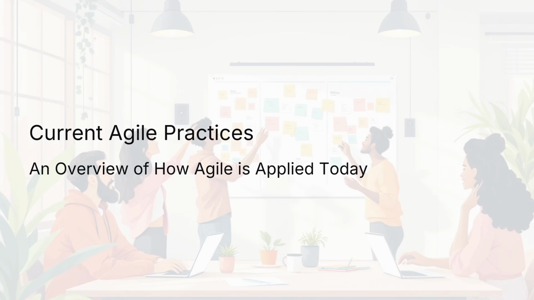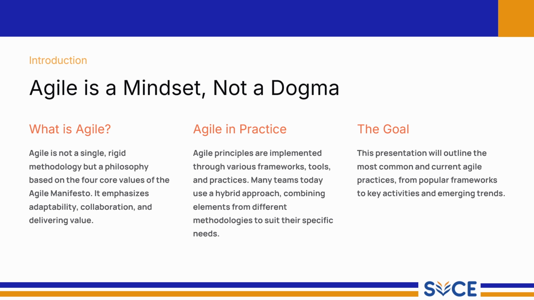Let's begin with a quick reminder. Agile is not just a process, it is a mindset. It is not a dogma. Many people think Agile is a fixed method, but in reality, Agile is a philosophy. It's built on the four values of the Agile Manifesto and focuses on adaptability, teamwork, and delivering customer value. Teams apply Agile through different frameworks and tools, often creating their own hybrid methods to fit their goals.